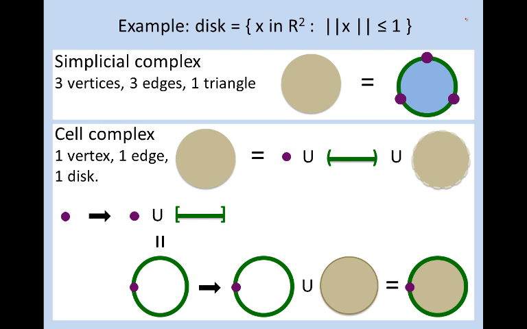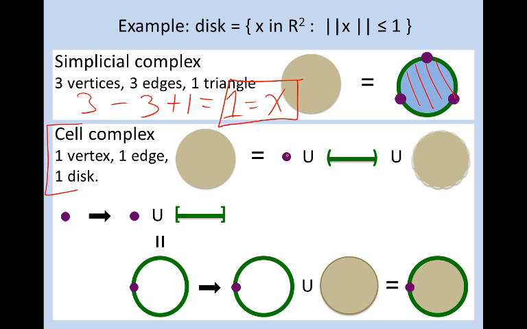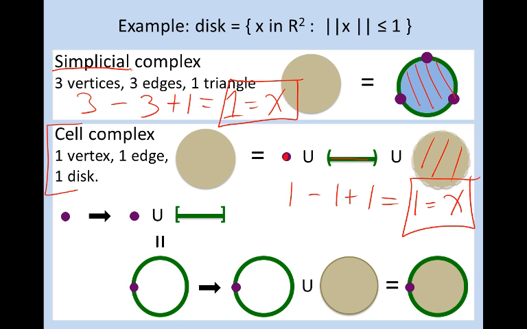So for example, I can use the simplicial complex of a disk to calculate its Euler characteristic. I have 3 vertices minus 3 edges plus 1 face gives me 1, and so my Euler characteristic for a disk is 1. But I could have instead used my cell complex where I have 1 vertex, 1 edge, and 1 disk. Well, 1 minus 1 plus 1 equals 1, and so I also get an Euler characteristic of 1. So you can use either simplicial or cell complexes to calculate Euler characteristic.